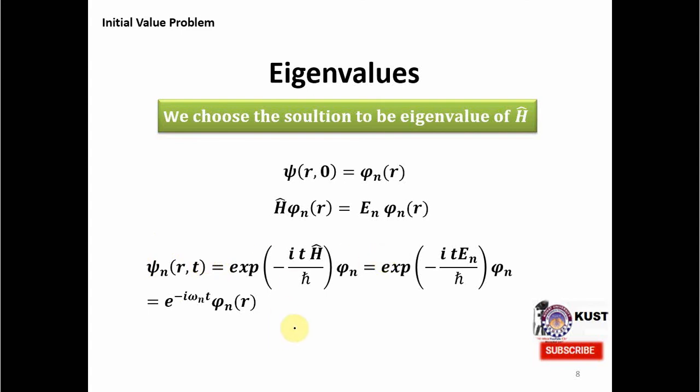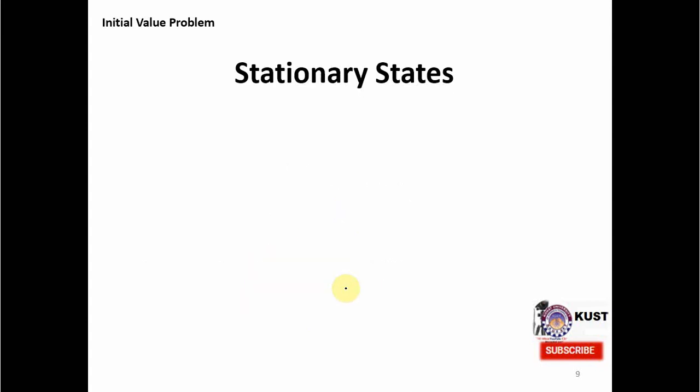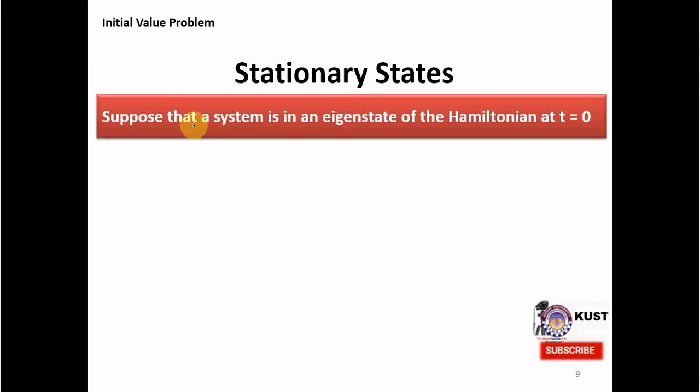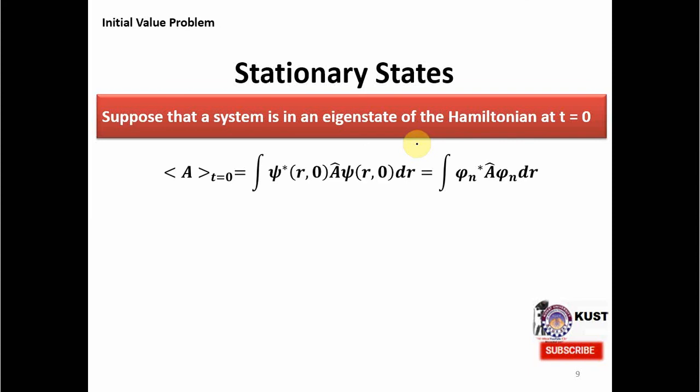Okay, so after making these discrete eigenvalues out of the initial value problem, we go towards the stationary states. That is a very important concept in quantum mechanics, and you will see that it somehow comes out of the initial value problem. So consider that we have a system and it has an eigenstate of the Hamiltonian at t equal to 0. That is the initial value thing.